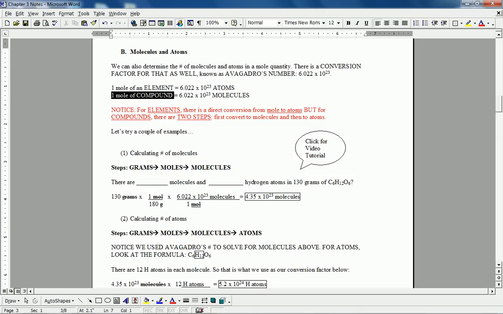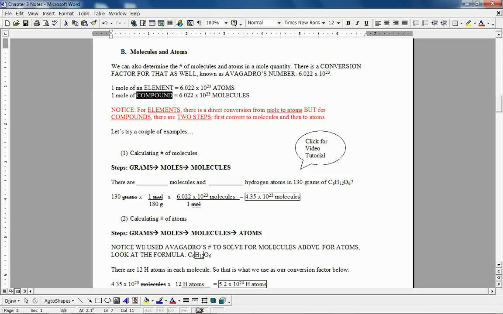1 mole of a compound is also equivalent to Avogadro's number, but in molecules. And that's a very, very important distinction to make. Avogadro's number represents the number of atoms for an element, because elements are very simple. They're just composed of atoms. But Avogadro's number represents the number of molecules in complex compounds. That doesn't mean that we cannot attain the number of atoms that there might be in a compound, but we're not going to get there with Avogadro's number.